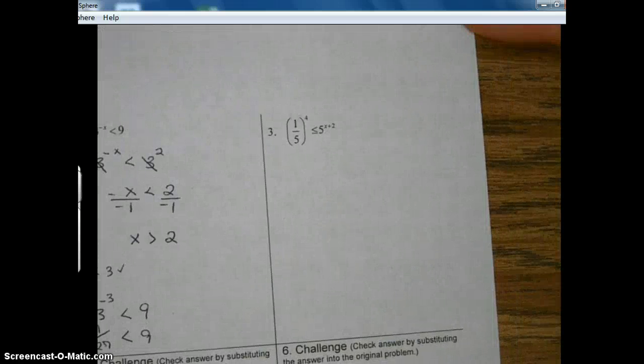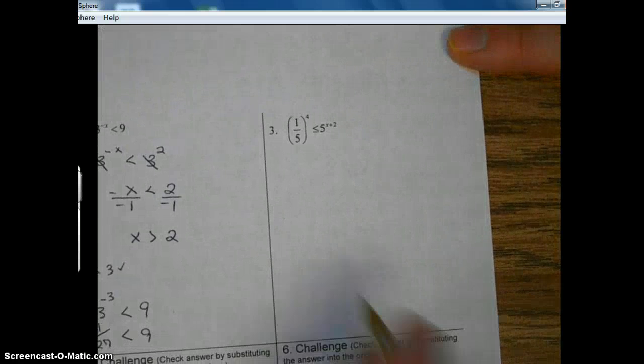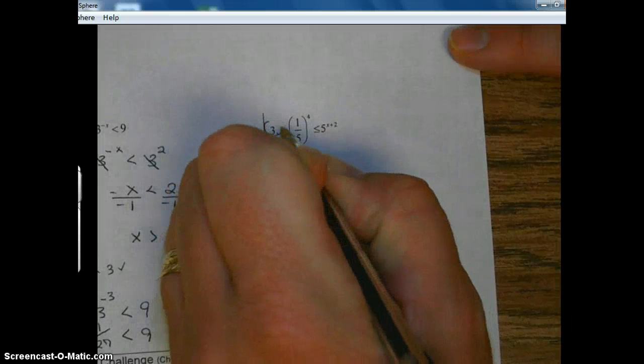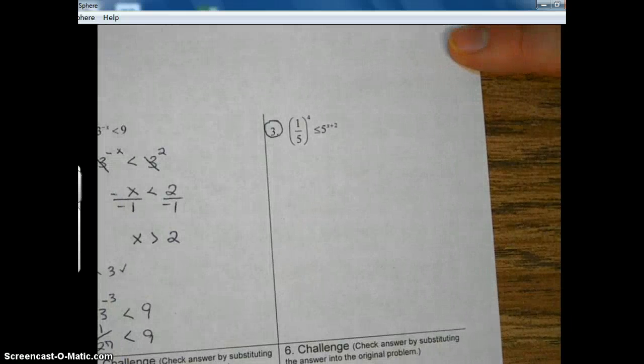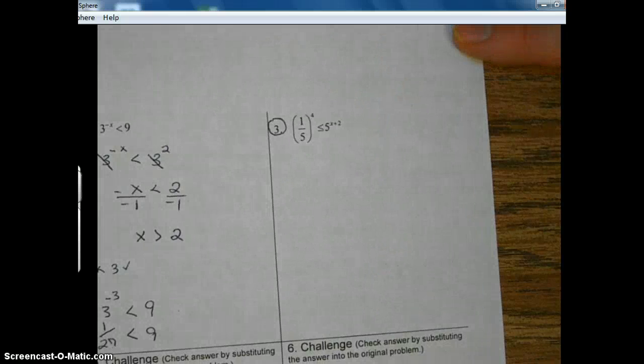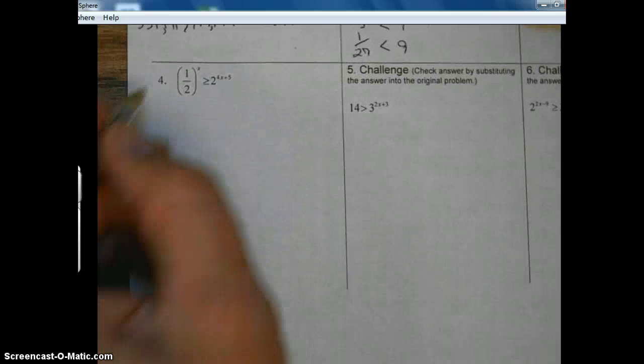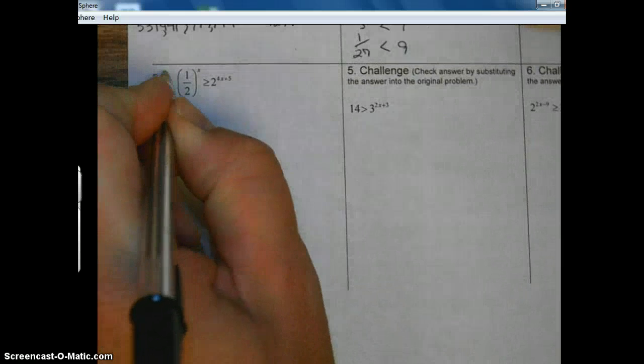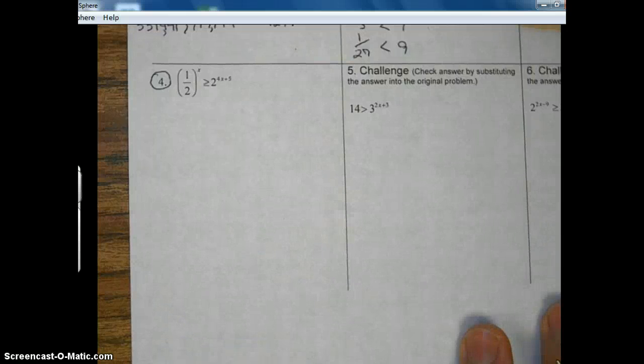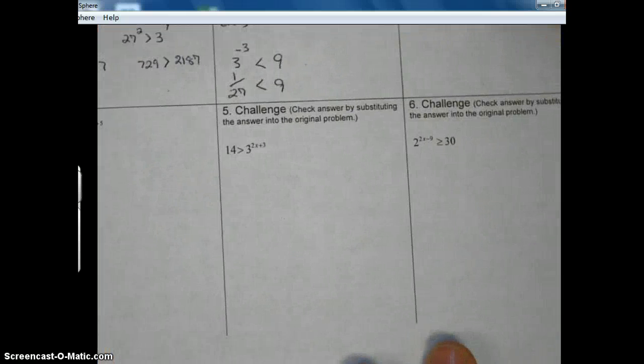Next one. Okay, I'm going to have you do this one, and I'll check that one tomorrow when I see you. Number 4. Go ahead and do that one as well. Should be able to do that. Number 5.